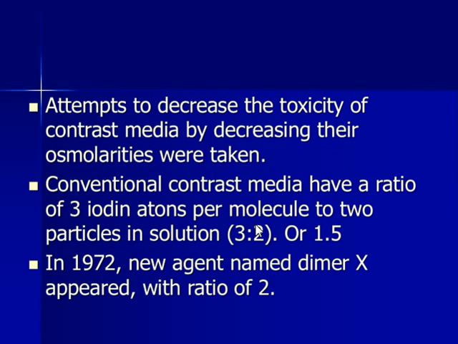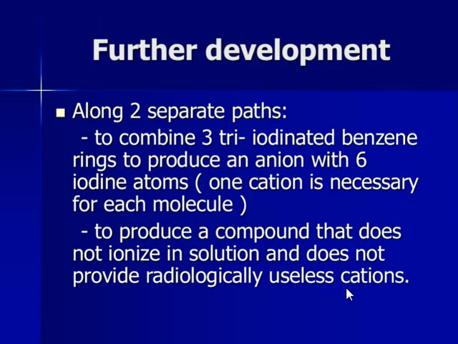Now, conventional contrast medium have a ratio of 3 iodine atoms per molecule to 2 particles in solution, that is 3 to 2 or 1.5. In 1972, a new agent named Dimer-X appeared with a ratio of 2, that is less hyperosmolar to the blood, so it should cause fewer side effects. Upon further development, two separate paths took place.